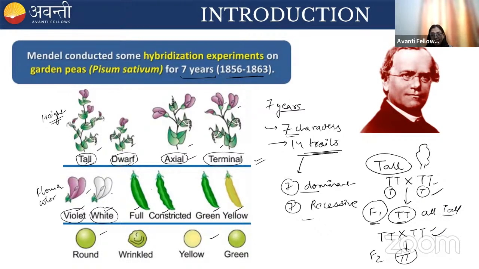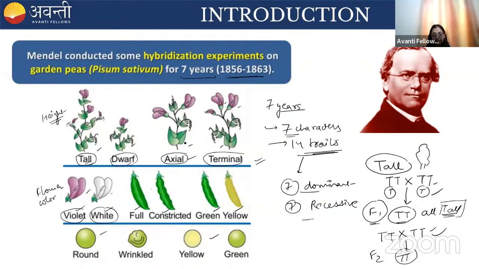For example, this tall, this is the trait, and it becomes stable in the generation. For several generations, this trait is stable. So this is known as the true breeding line. We also call it pure lines. And why does Mendel use the pea plant?